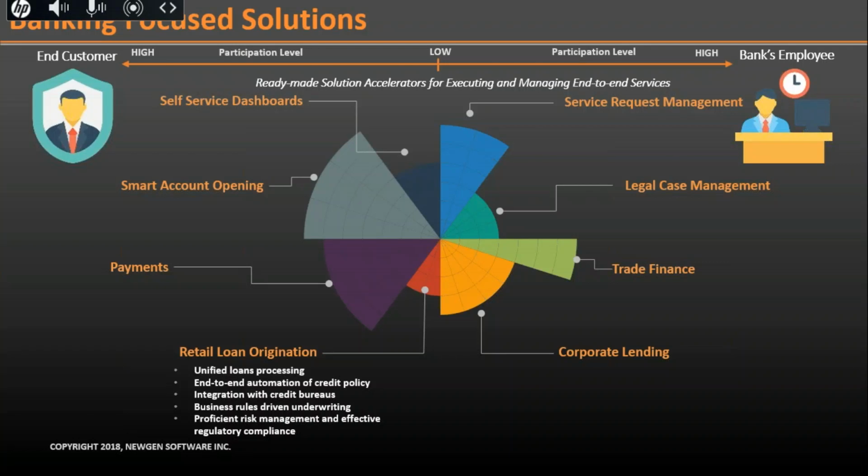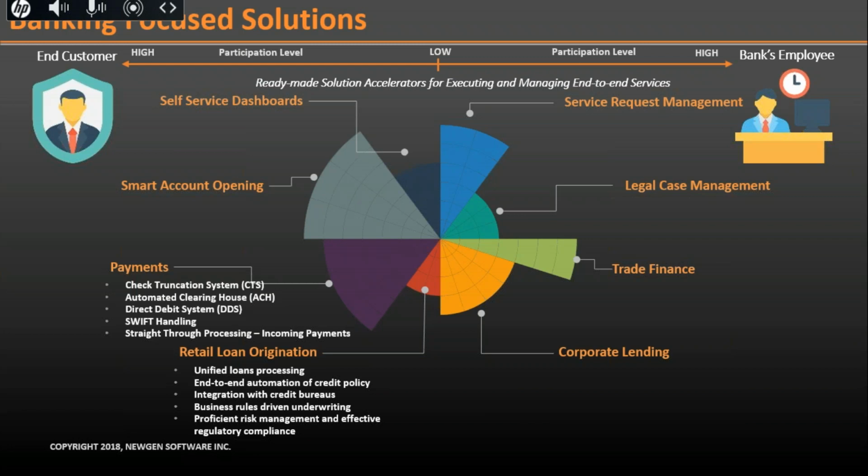So under retail loan origination, which is a process with very high participation of the end customer, we do unified loan processing, end-to-end automation of the credit policy, integration with credit bureaus, business rules driven underwriting, and proficient risk management and effective regulatory compliance. So we will help you with end-to-end automation, integration with credit bureaus, and regulatory and compliance management.